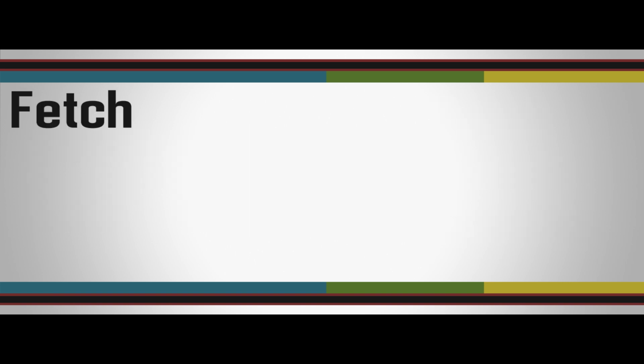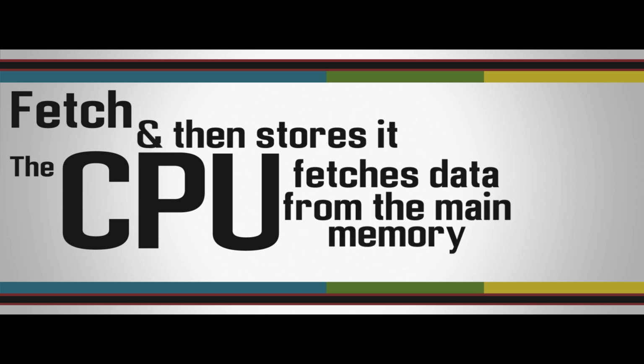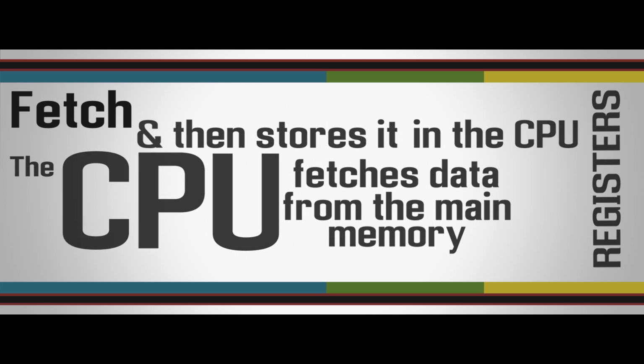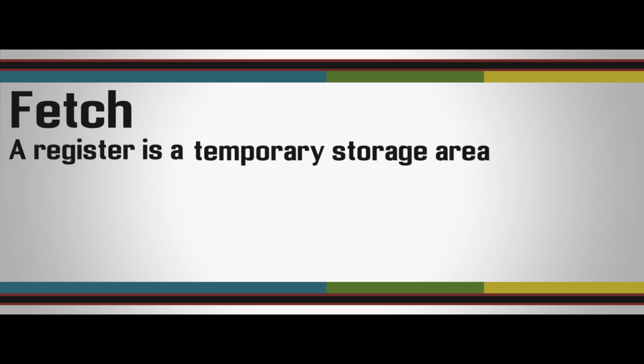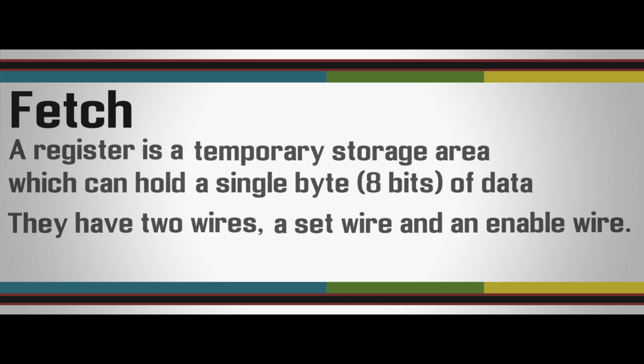To break it down, the fetch part of the cycle is basically where the CPU fetches data from the main memory and then stores the data from the main memory in the CPU registers. A register is a temporary storage area which can hold a single byte of data. They have two wires, a set wire and an enable wire.